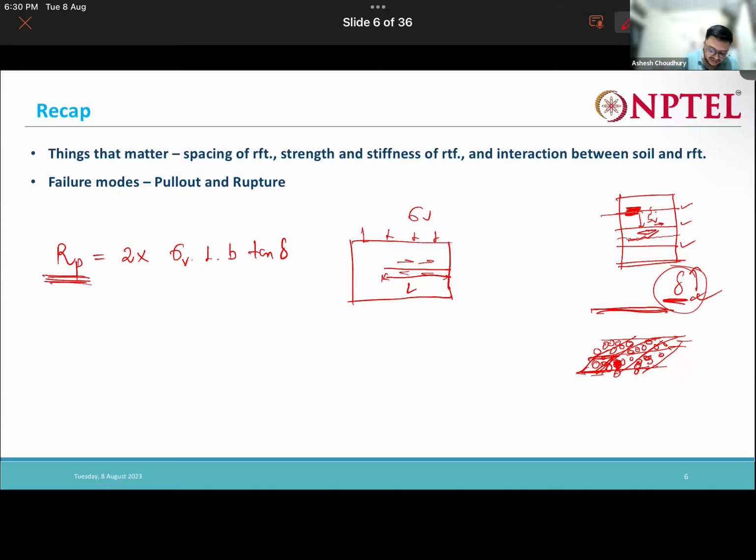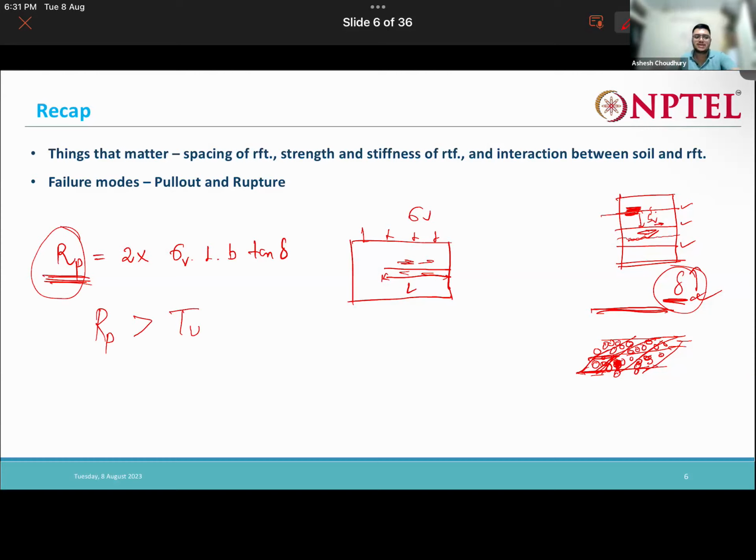Now, if this mobilized shear resistance, the shear resistance which developed at the interface of the reinforcement and the soil, RP, is greater than the ultimate tensile strength, okay, so this geosynthetic material will have some tensile strength, right? So if you keep on pulling that, a moment will come when it will break, right? So that is the ultimate tensile strength. So if this RP, the mobilized shear resistance, is greater than the TU value, then what will happen?